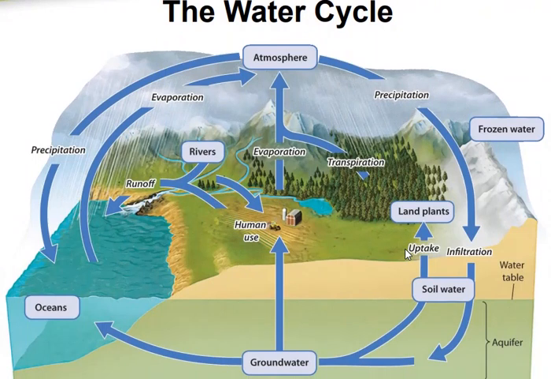The water cycle, or you can call it the hydrologic cycle, is just a summary of the roles that water plays in our environment. Sometimes it's in liquid form, gaseous form, or solid form. Evaporation, transpiration, precipitation, and condensation are the major processes of the water cycle.